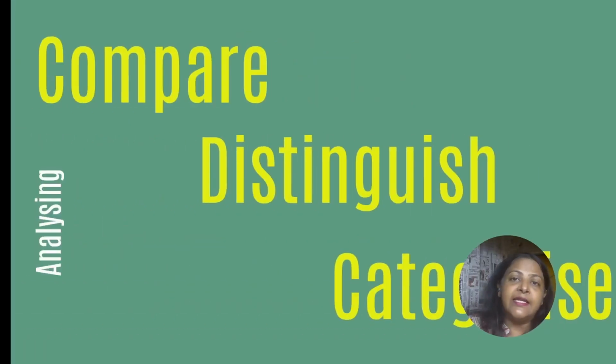Now, when we are analyzing something, we have to break it down into parts. Remember, breaking it down into parts is the core of analyzing. And if we can break it down into parts, we can compare two things, we can distinguish, we can find what works best, we can categorize it. So, all that would be analyzing something.